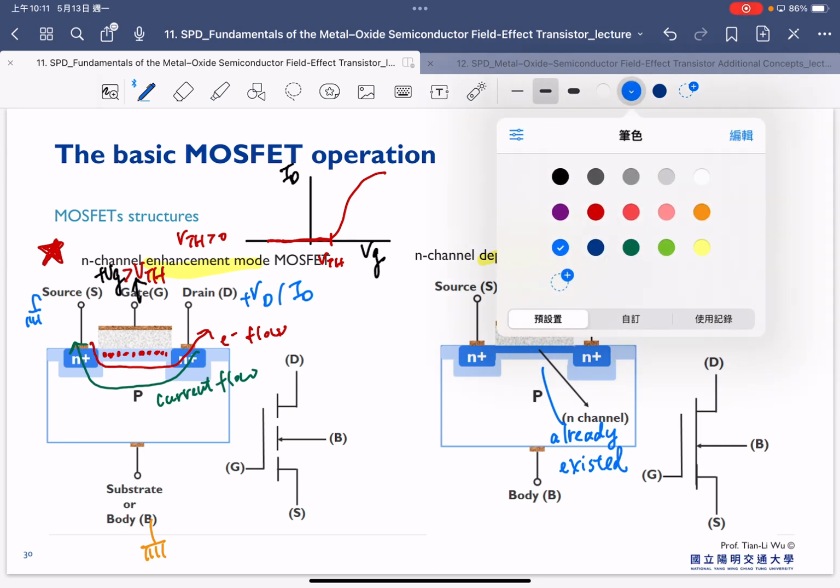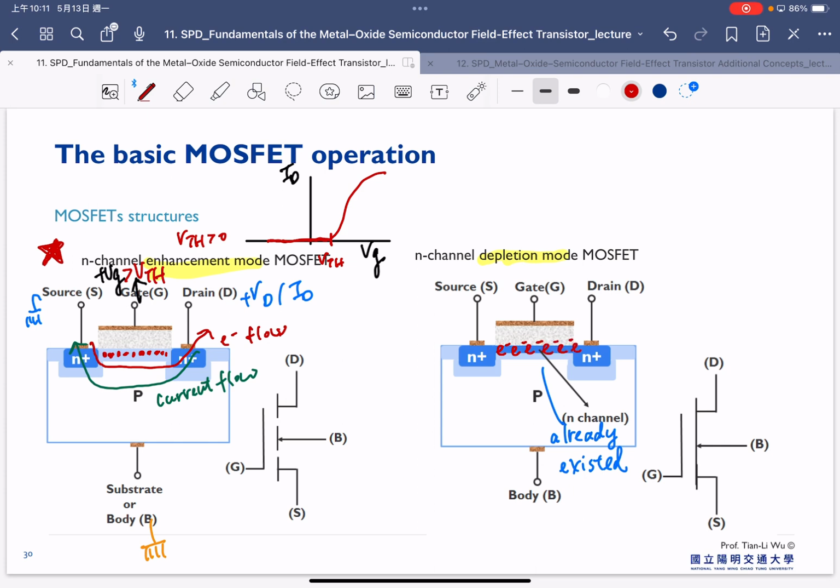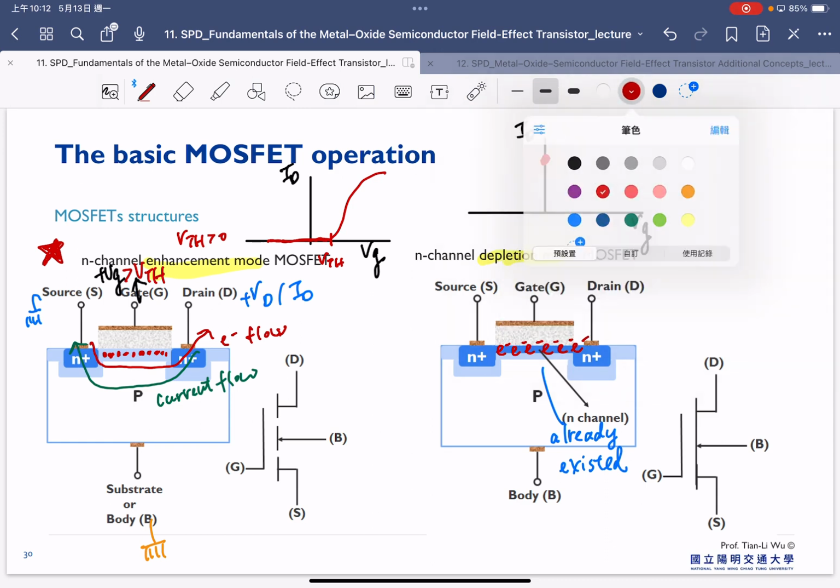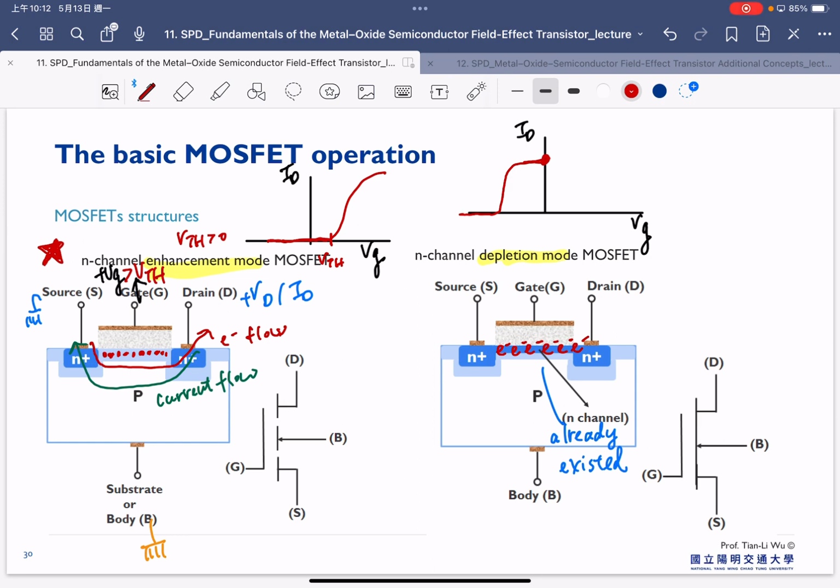That means the electrons can already flow in the channel here. But right now, what we have to be concerned about is how can we turn off the device? So if you look at the ID-VG characteristic, the channel is already there in the beginning. That means even if we apply VG equal to 0 volt, there's already current flowing here because the channel is already there, even if we don't apply any bias. And then the concern is how do we turn off the device? If we want to turn off the device, what we need to do is apply a negative bias here.